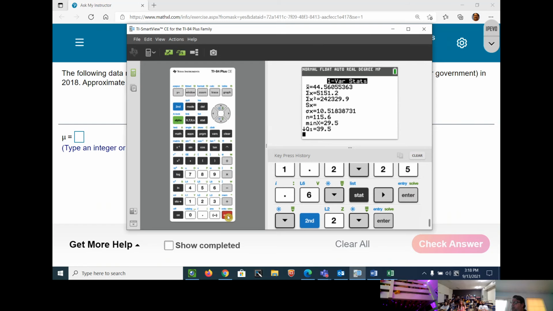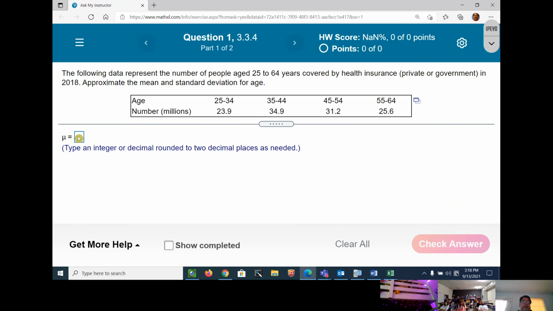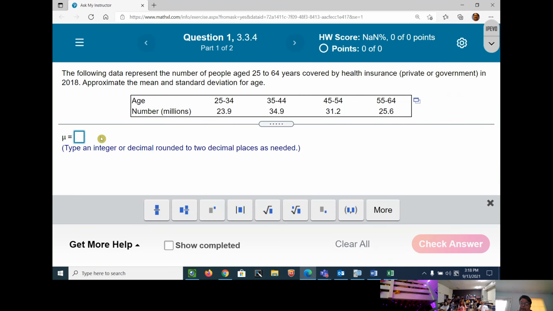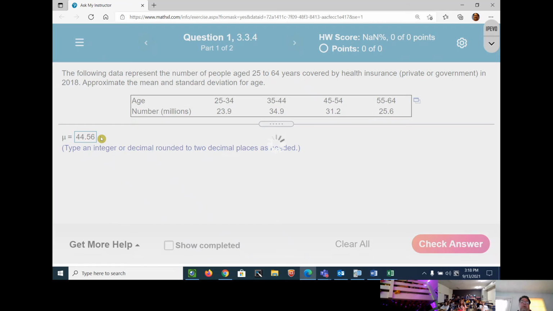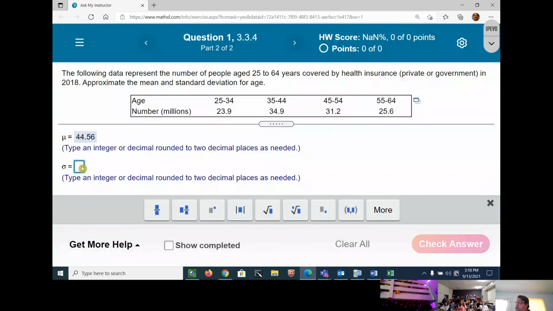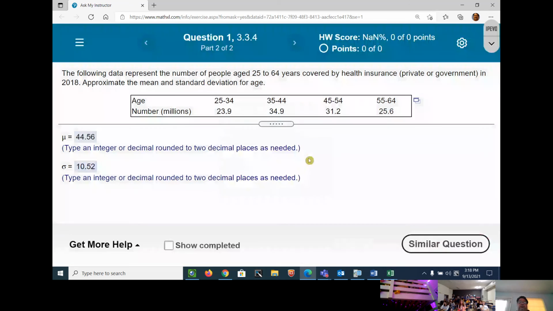All right. You can do that on a calculator. Yes, sir, you can. So the mean is 44.56, and the standard deviation is 10.52. And you feel good about yourself. Yes. Real good. All right.